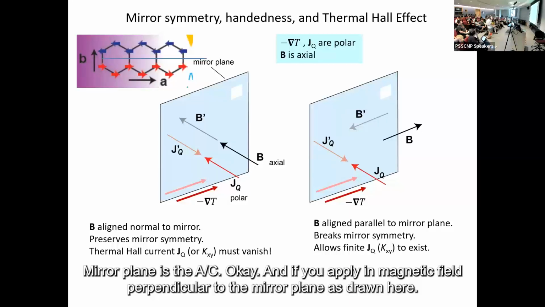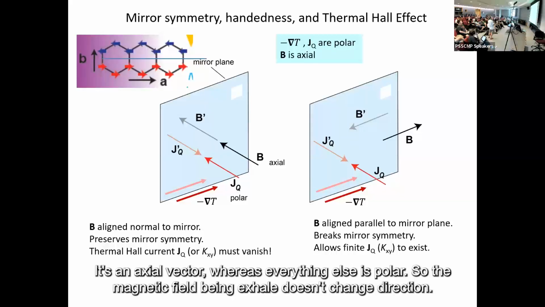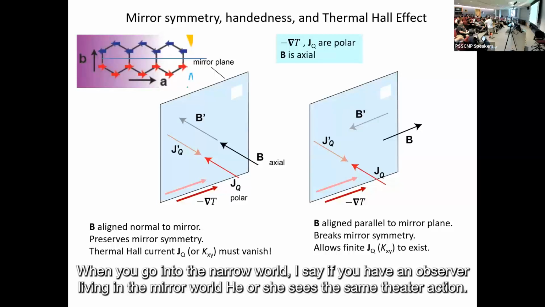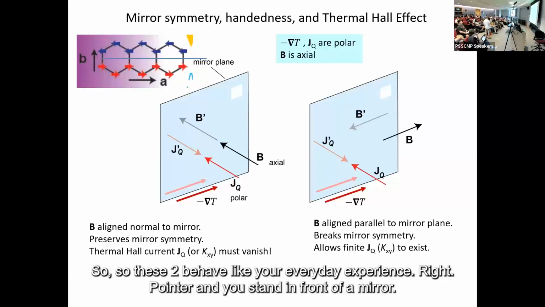If you apply a magnetic field perpendicular to the mirror plane as drawn here, you do not break the mirror symmetry. So what does that mean? You recall that the B field is axial; it's an axial vector, whereas everything else is polar. The magnetic field, being axial, doesn't change direction when you go into the mirror world. So an observer living in the mirror world sees the same field direction. However, polar vectors change direction if they are perpendicular to the mirror plane. If they are parallel, they do not change direction.